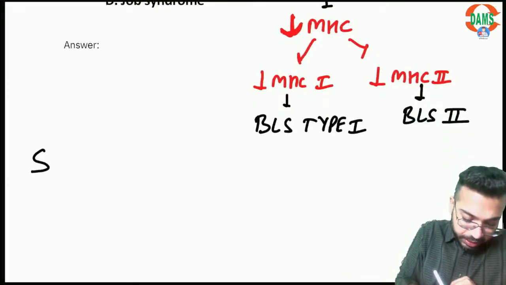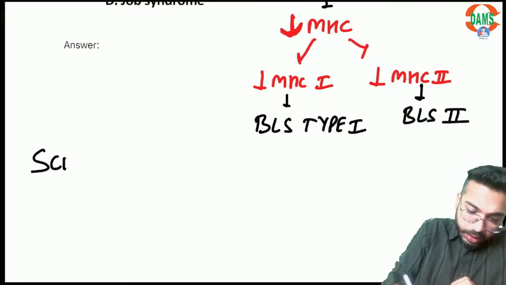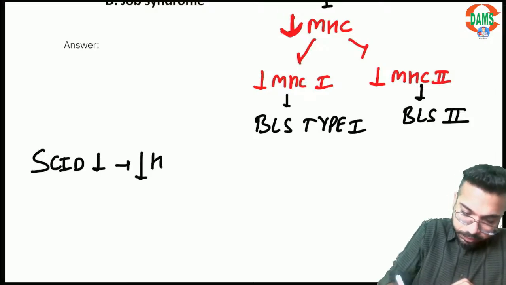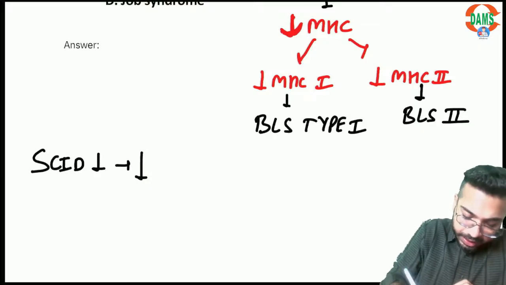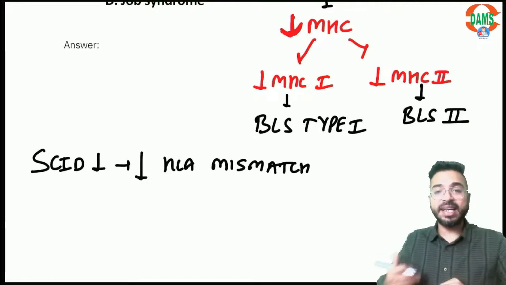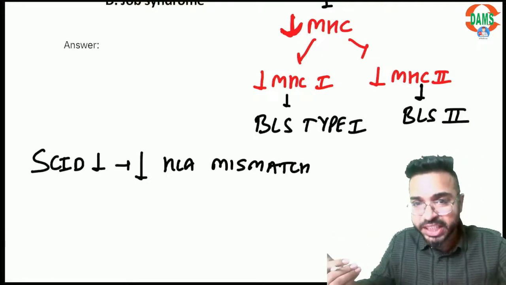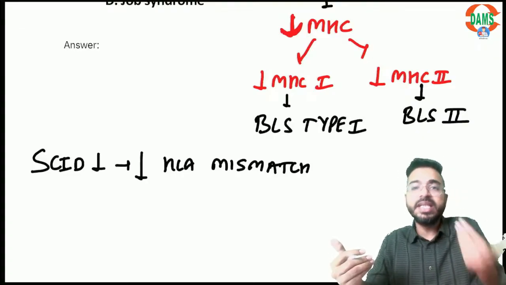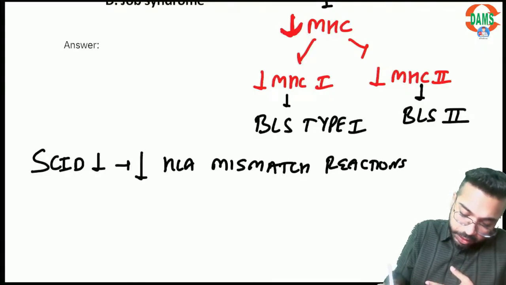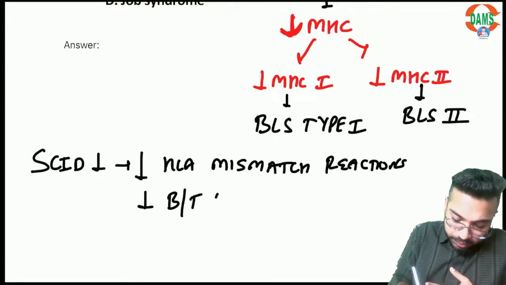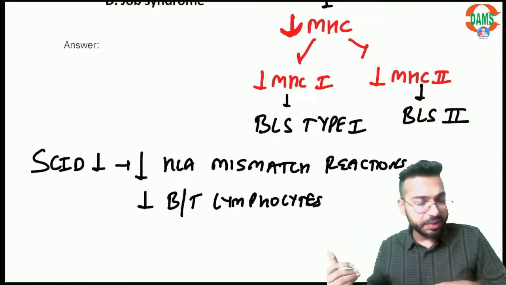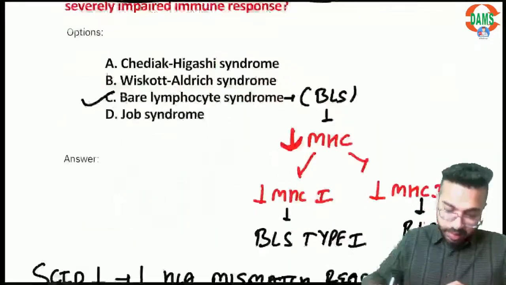But remember, we discussed yesterday also, in SCID also there cannot be HLA mismatch reactions. Reason, again, there is no lymphocyte to react, even though there is recognition by HLA molecules, because there are no CD4 CD8 lymphocytes, there cannot be mismatch reactions. In SCID we all know there are no B and T lymphocytes which can function. For next year, if there is no Bare lymphocyte syndrome, there can be SCID, right? Let's discuss other options also.